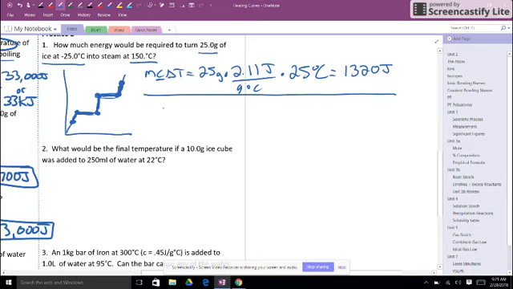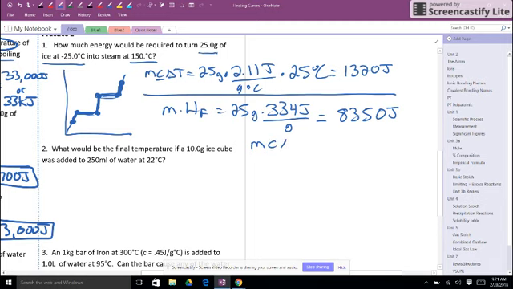Now we need to melt that ice. That looks like a mass times heat of fusion type problem. So we have 25 grams. The heat of fusion is 334 joules per gram. And that means we're going to have to apply 8,350 joules to melt all that ice. Okay, now the ice is at 0.